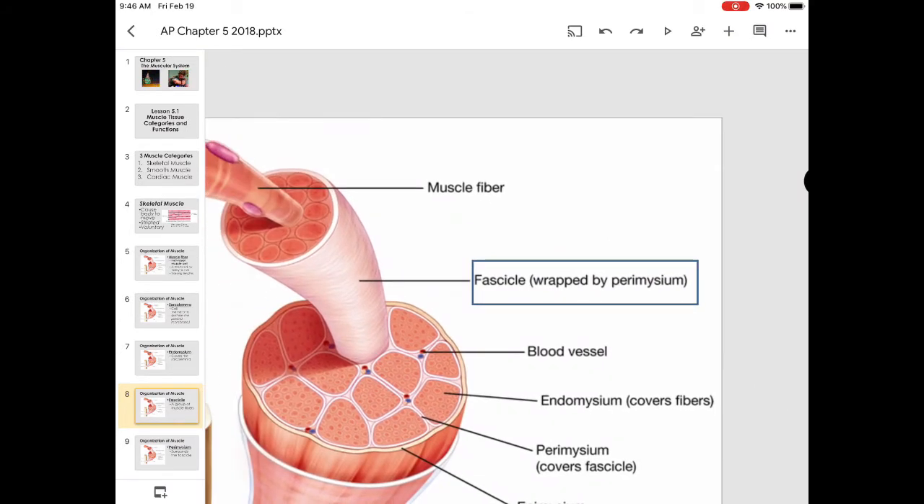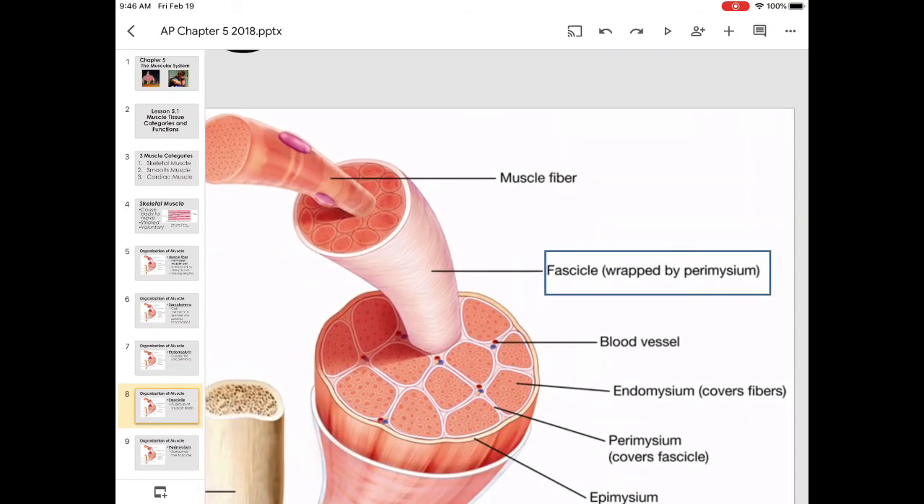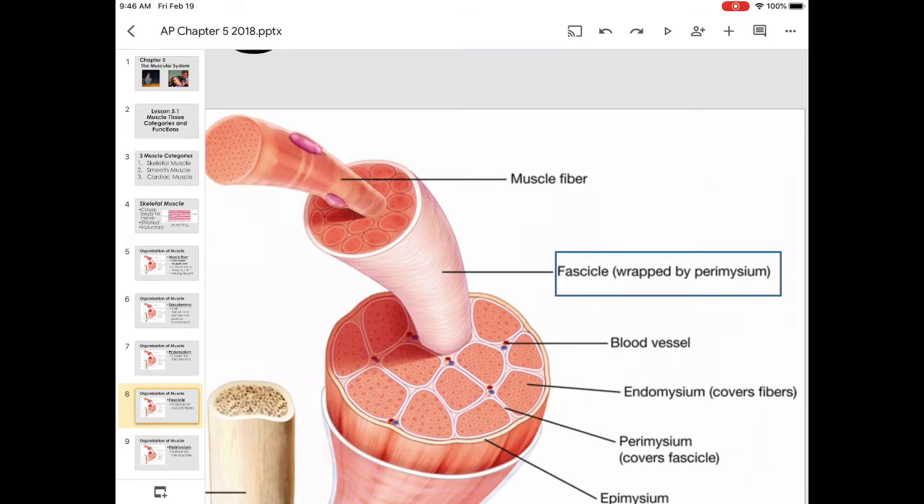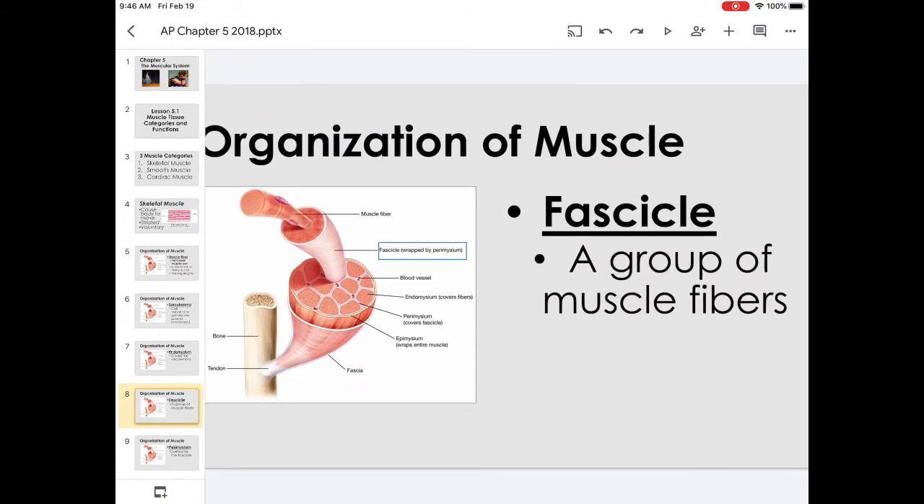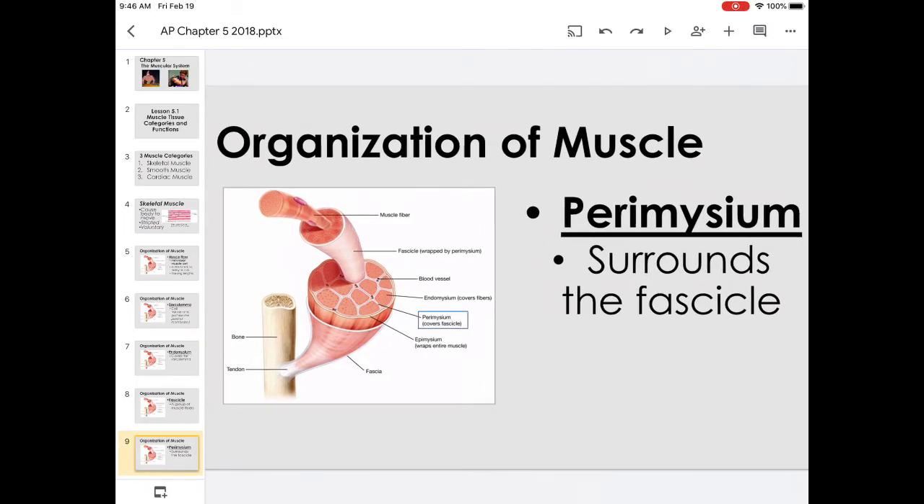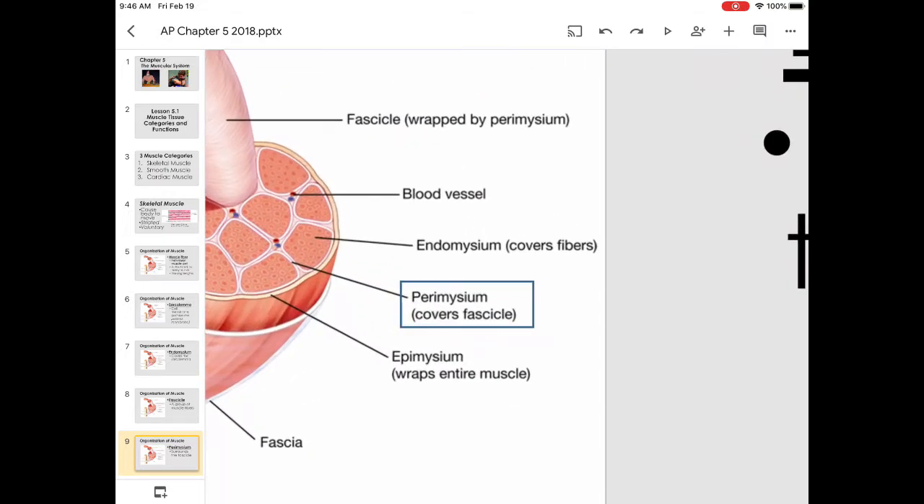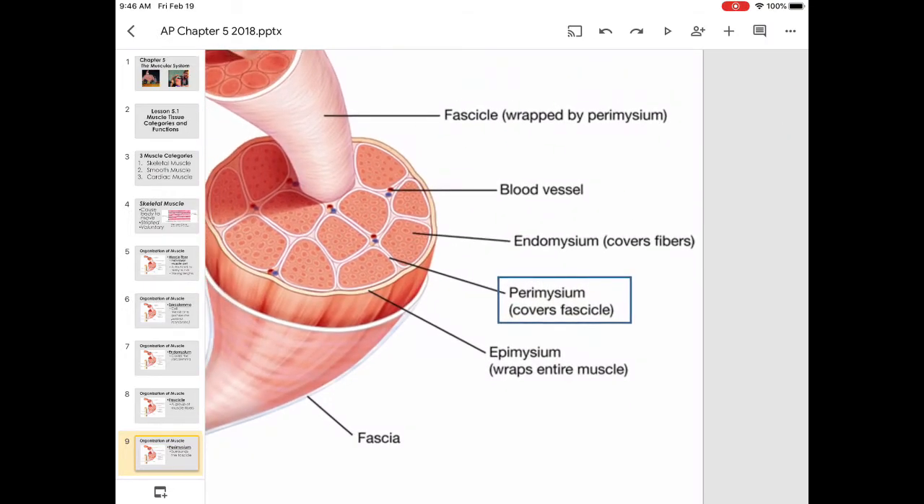After your endomysium, you have something called your fascicle, which is just a group of muscle fibers. So here is your fascicle, also in this little rectangle, and you can see that it's wrapped around a bunch of muscle fibers. That's just a way of grouping, and it allows them to be contained and structurally supported as well.